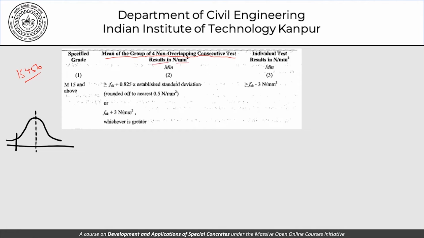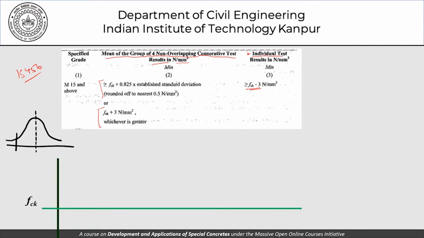So we'll try to discuss this a little bit. And the individual result should not be less than, or should be greater than FCK minus 3. So it should not be far below the FCK value. So this is something which we'll try to examine and understand what this means. If we were to plot a line which says FCK is here, we were to plot another line which is FCK minus 3.